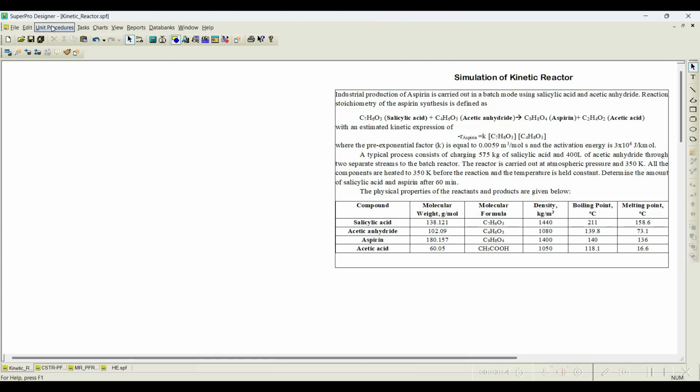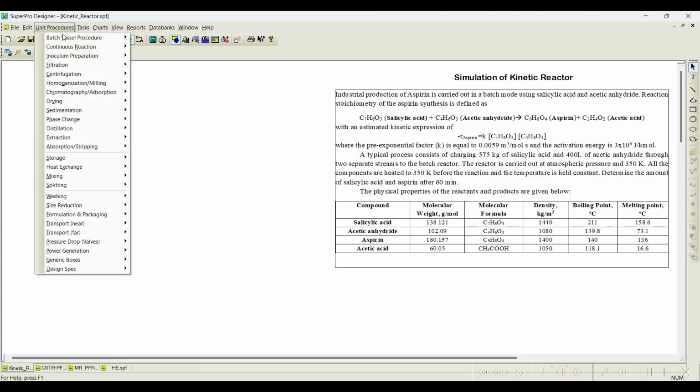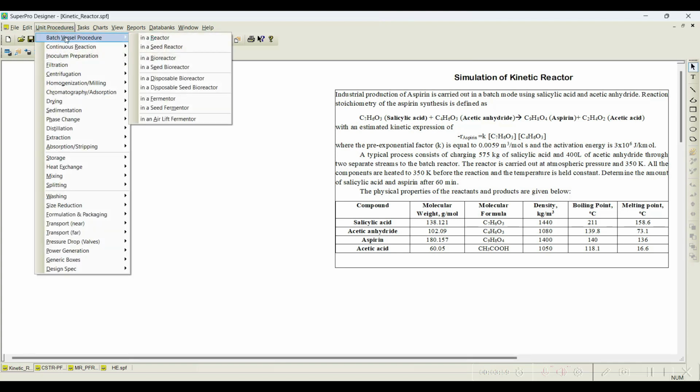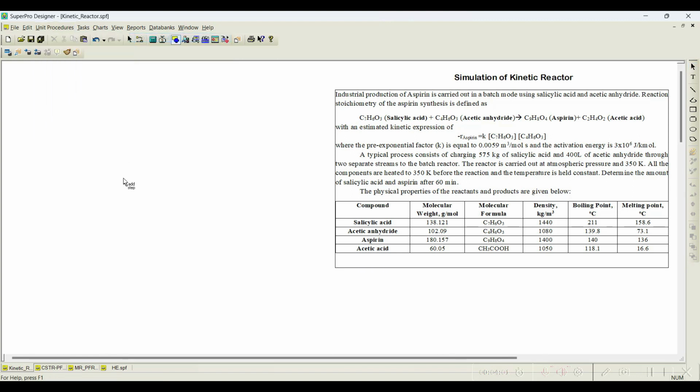Basically this is the reactor operation. I will go to batch vessel. I have chosen the mode as batch mode. Go to batch vessel, reactor, place the reactor. The problem says that the reactants are added in two separate streams. I'll add one stream for salicylic acid, another stream for acetic anhydride, and one more stream for product. We can also add a vent stream to make the reactor work as an open vessel.